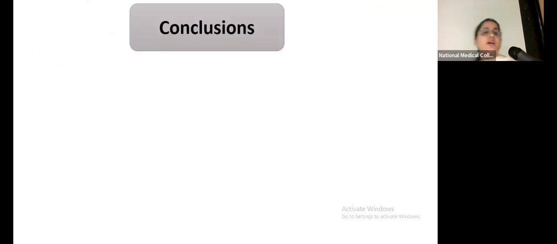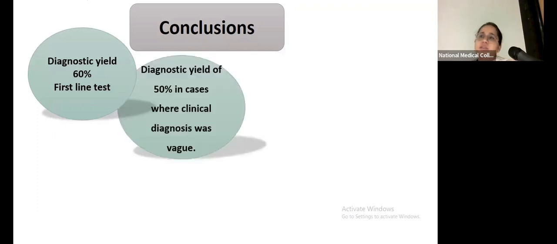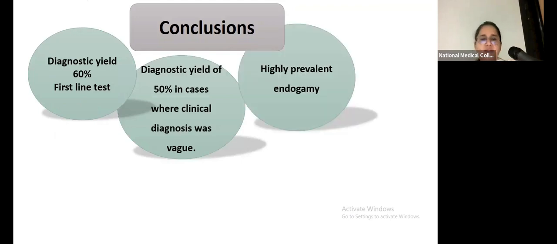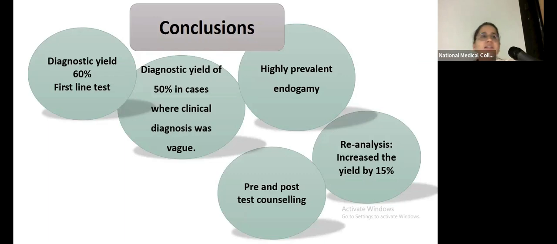So to conclude, the diagnostic yield of exome sequencing in the parent, that is parental testing by proxy, is 60%. And yes, this can be offered as a first-line test in many selected cases. For cases with a vague clinical presentation, the diagnostic yield is 50%. That shows the power of NGS. We have a highly prevalent endogamous society, so consanguinity cannot be blamed for the genetic disorders. Reanalysis is important. We increased the yield by approximately 15% in our cohort.